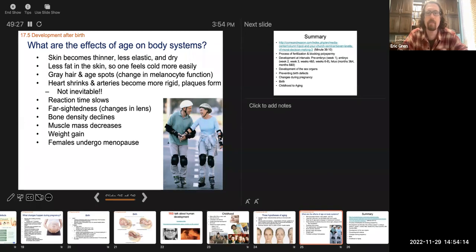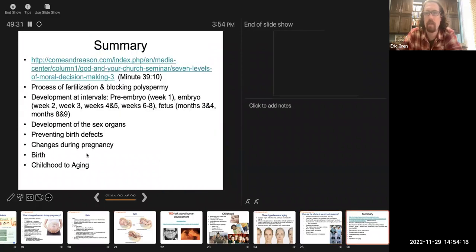Okay. All right, you guys, so that's kind of a quick run through of the second half of human development and aging here. Nice summary of the points that you should be familiar with.